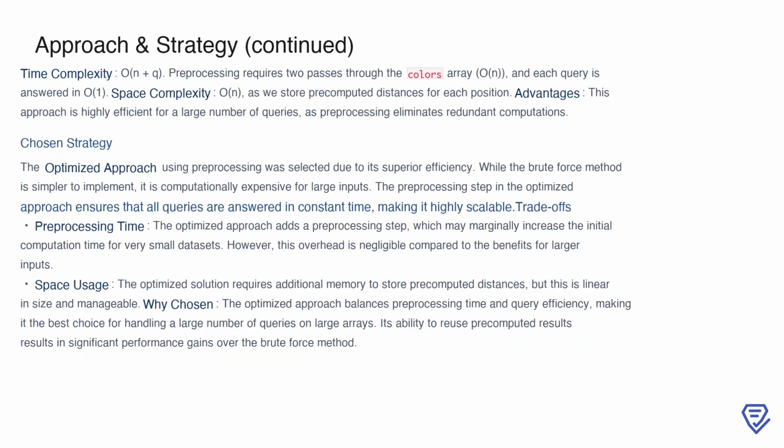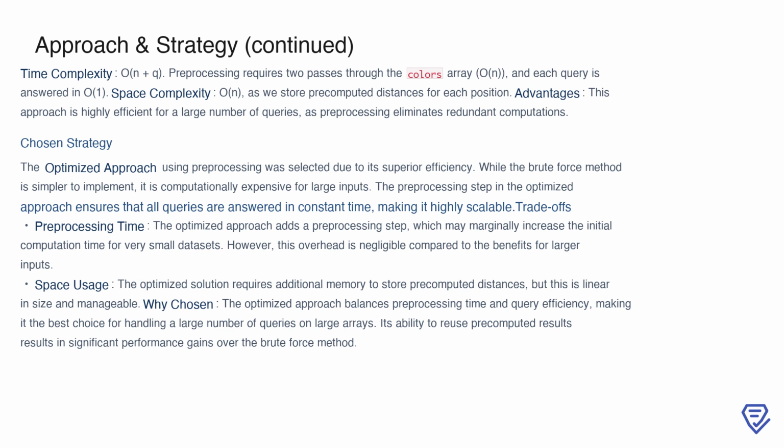With pre-processing complete, the optimized approach achieves a time complexity of O(n + q). The pre-processing step involves two linear passes through the colors array, which takes O(n), and each query is answered in O(1), by simply looking up the pre-computed value. The space complexity is O(n), as we store distances for each position in the array. This method is highly efficient, especially for scenarios with large arrays and a high number of queries.